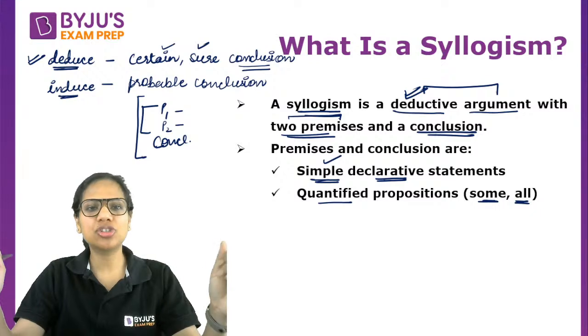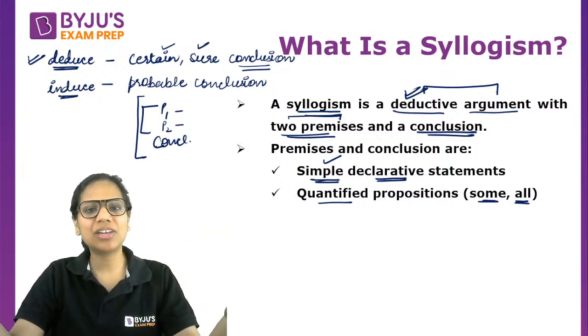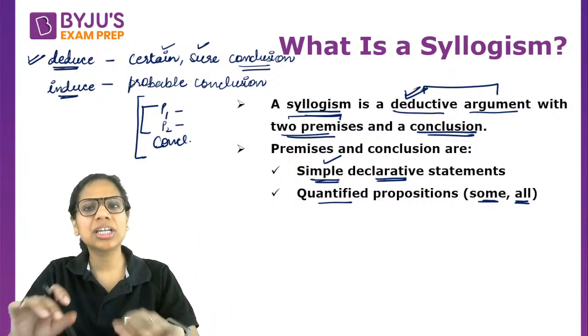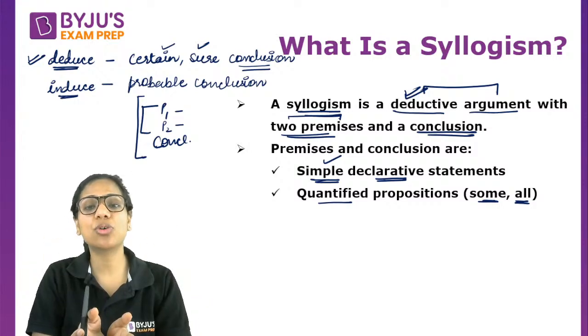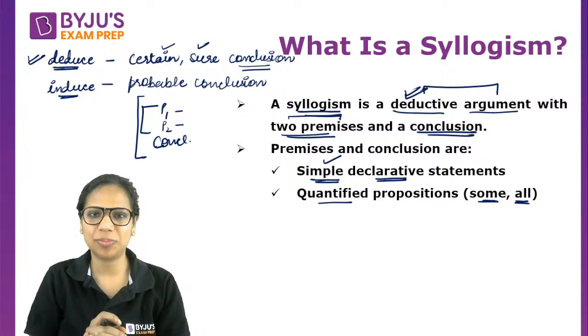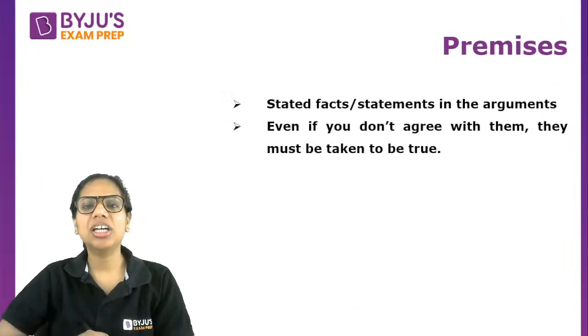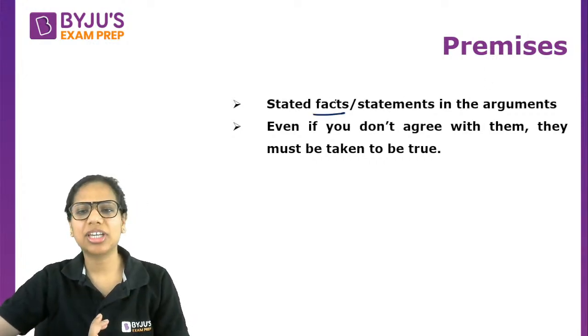So I hope you understood what a syllogism is. It's a deductive argument. At its most basic level, it has two premises and one conclusion. The premises are of a very simple nature, and both the premises and the conclusion have quantifiers attached to them. So let's see. Now, these premises, they are stated facts, okay?